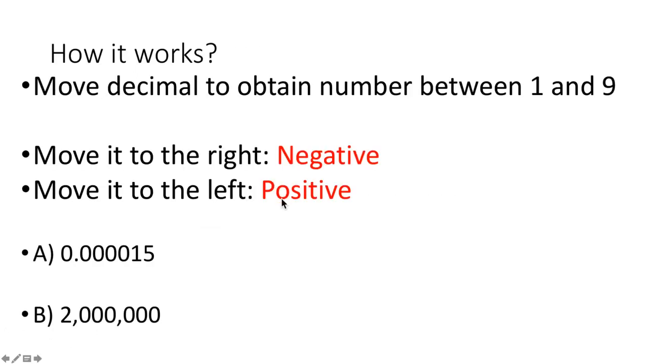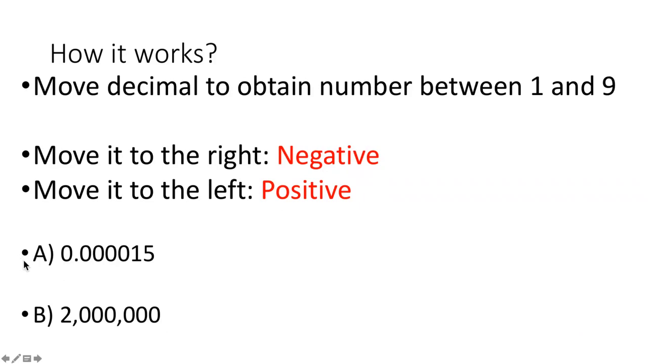So how does this work? The goal is to move the decimal to attain a number between 1 and 9. If you move the decimal to the right, you're going to have a negative exponent. If you move the decimal to the left, you're going to have a positive exponent.